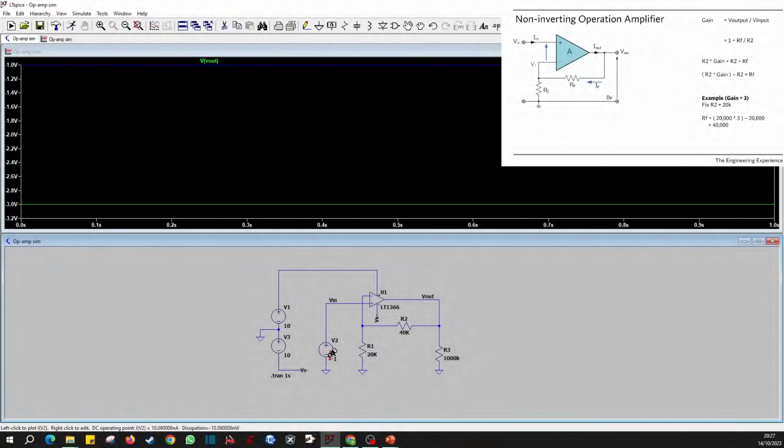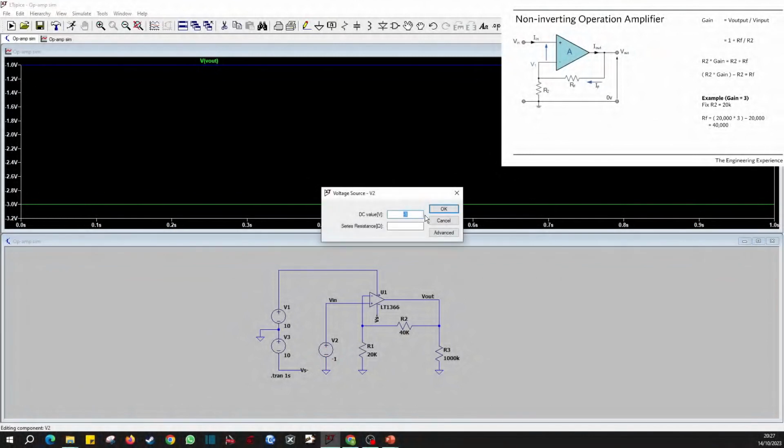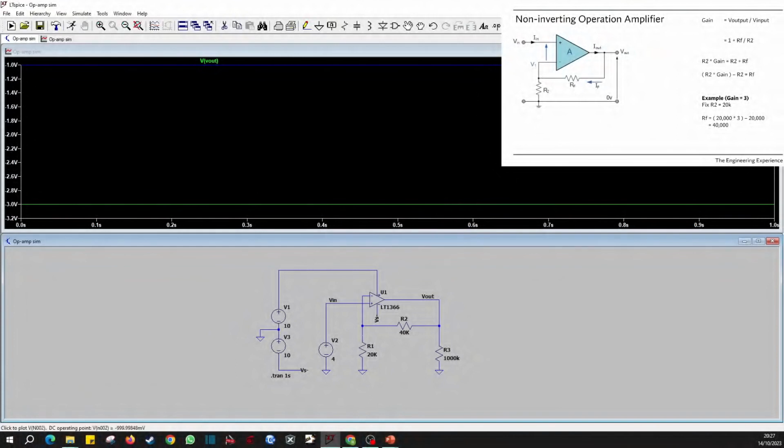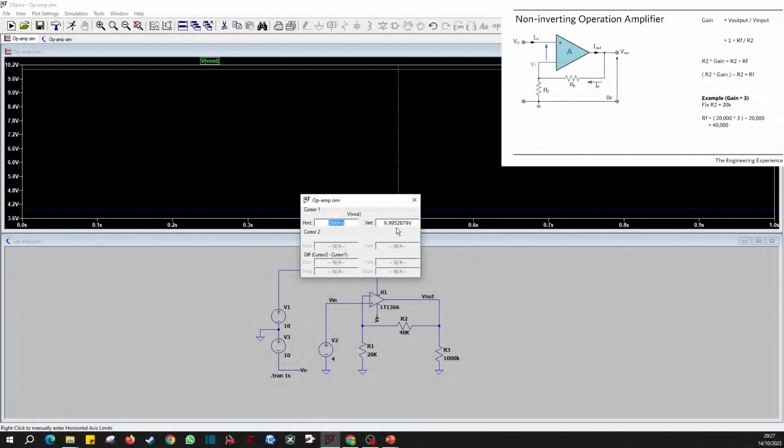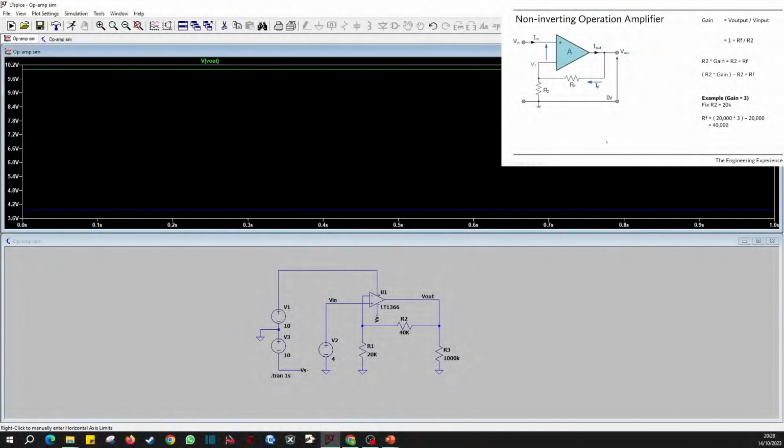If I was to put down a voltage of 4, so if our input voltage goes up to 4, the output should be 4 times 3, so 12 volts. If I simulate this, you can see the output doesn't reach that stage, and it can only go up to 9.995, so it's about 5 millivolts away from 10 volts. So it's saturating at the positive power rail. So obviously that's a limitation.